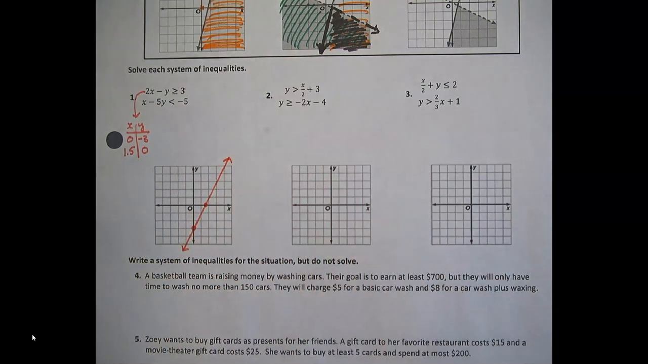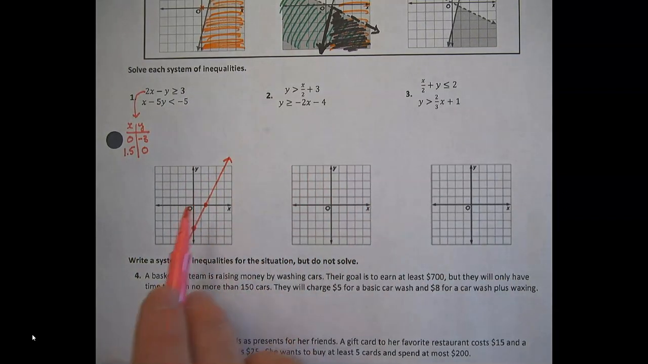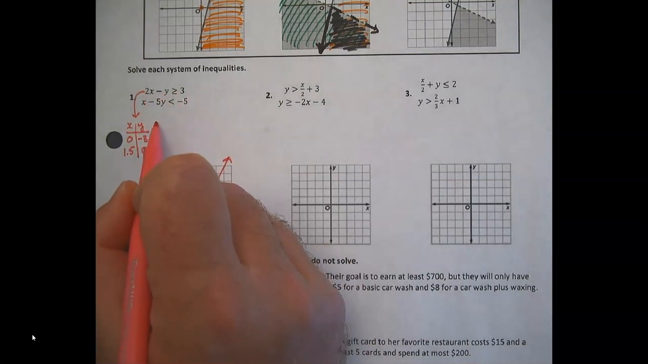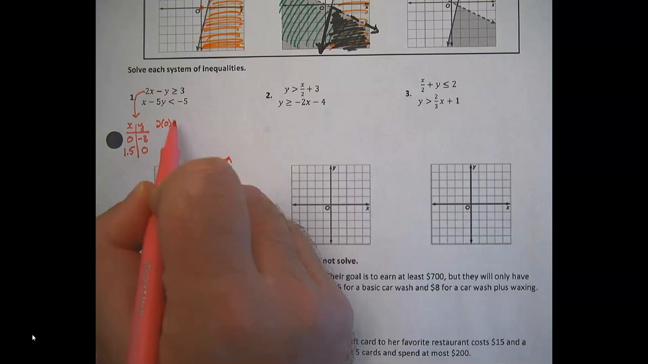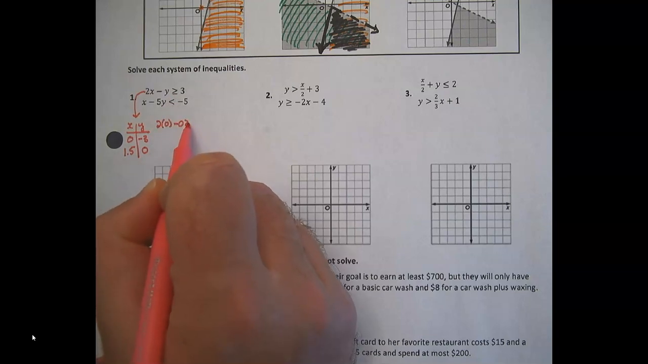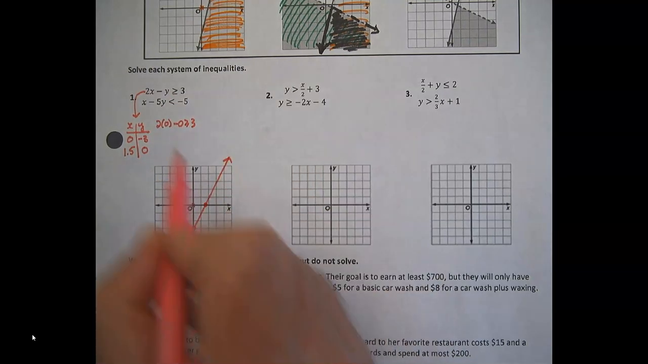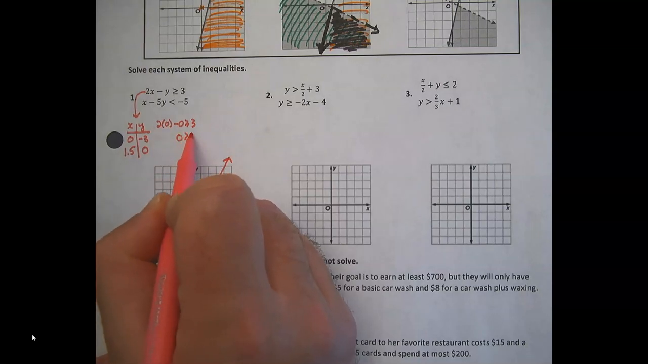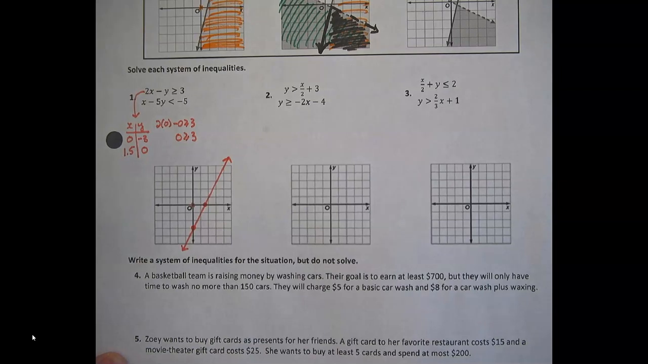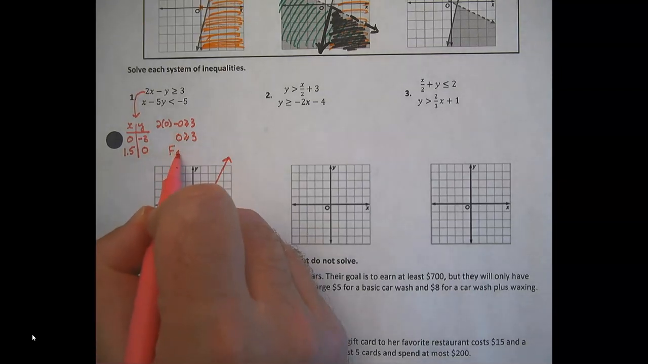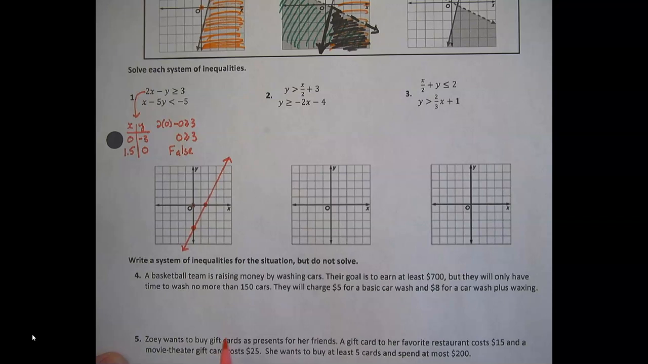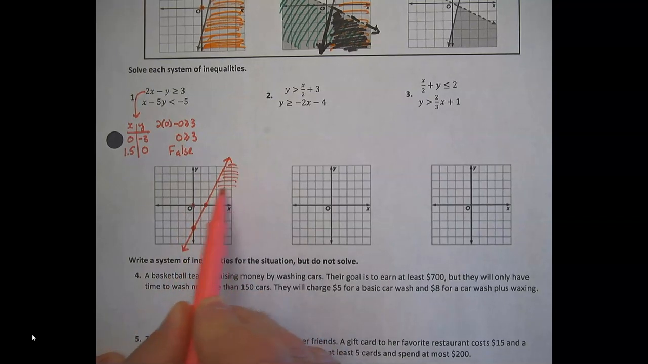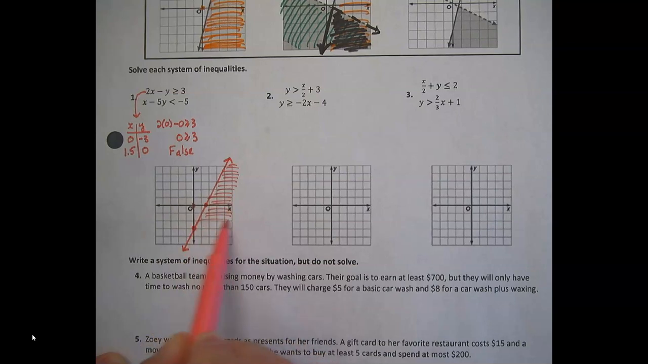Now, before I shade anything in, I've got to test a point. So I'm going to take the point 0, 0, and I'm going to plug it into this equation. So that would be 2 times 0 minus 0 is greater than or equal to 3. Well, 2 times 0 is 0, minus 0 is 0, so I get 0 is greater than or equal to 3. 0 is not greater than or equal to 3. This is a false statement. So that means the side that 0, 0 is on is the wrong side, so I'm going to shade in the correct side. So I'm going to shade in everything over here.